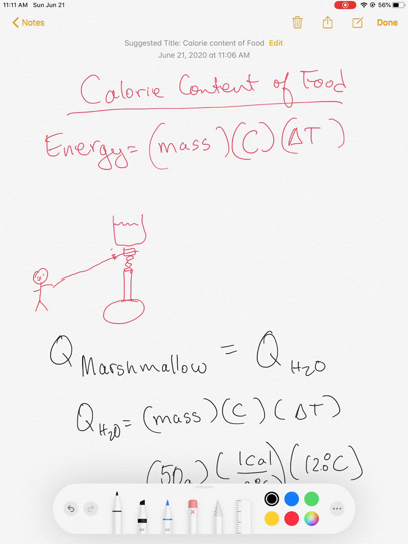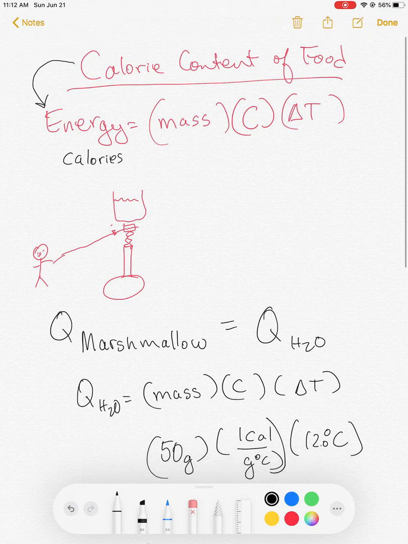All right, this is a little bit of help on the calorie content of food. And I used the example of a marshmallow here. And I think you also maybe had two other types of food. I'm not sure. So, to measure the calorie content of food, what we're talking about here is energy. Okay? Energy is measured in calories. In Europe, it's joules.